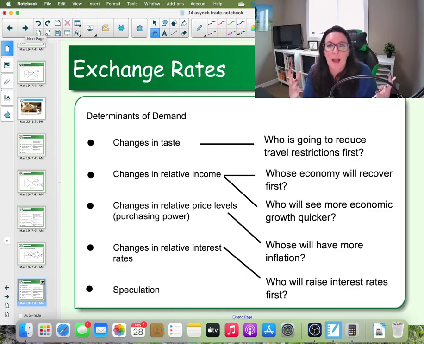Do you think that the US is going to demand more Canadian dollars, causing the Canadian dollar to appreciate? Or do you think that Canada is going to want to buy and visit the US more and invest in the US more, in which case we're going to supply Canadian dollars to the rest of the world to get those US dollars, causing the Canadian dollar to depreciate? So when you put all these factors together, you can start to then make some predictions as to what's going to be happening to the Canadian dollar.